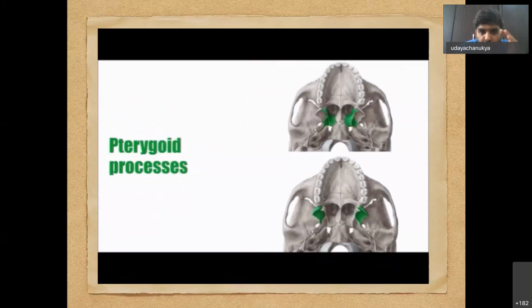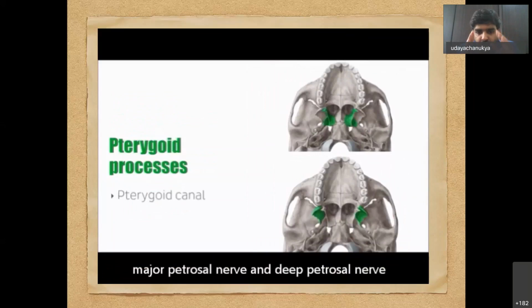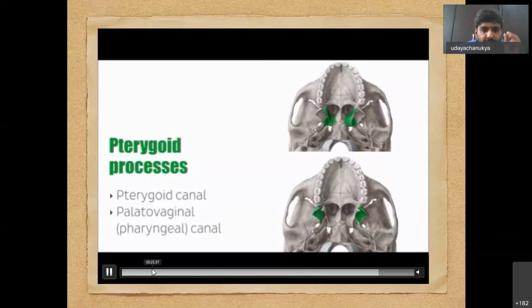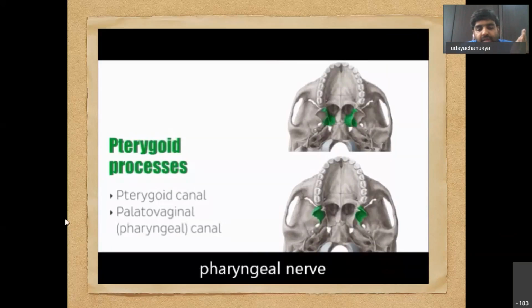Coming to the pterygoid processes, they are attached below to the body of the sphenoid. They lodge two canals, namely the pterygoid canal, which forms the channel of the greater petrosal and deep petrosal nerves, and the palatovaginal canal, which lodges the pharyngeal nerve.